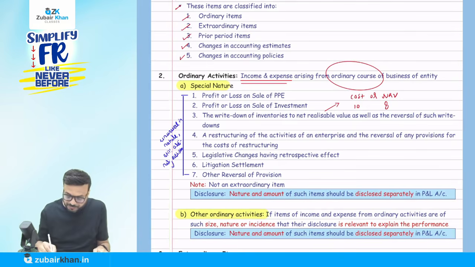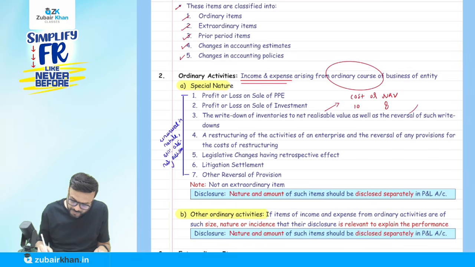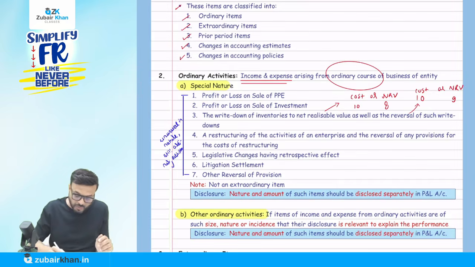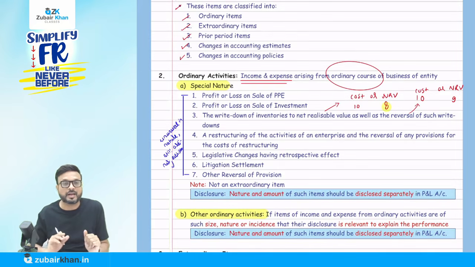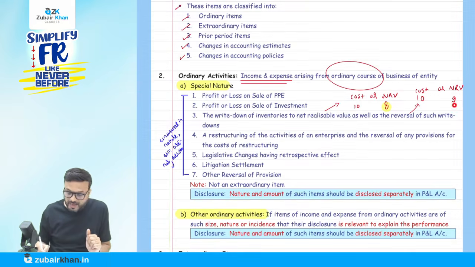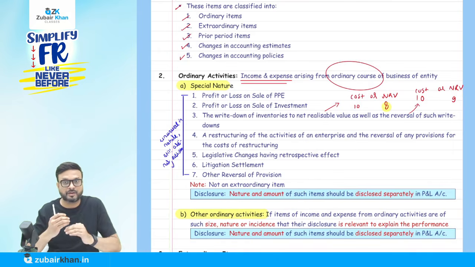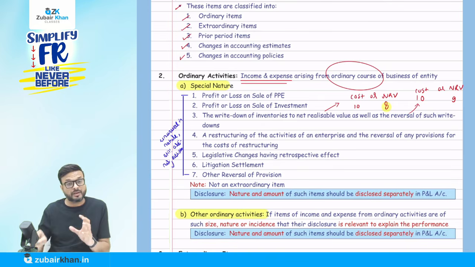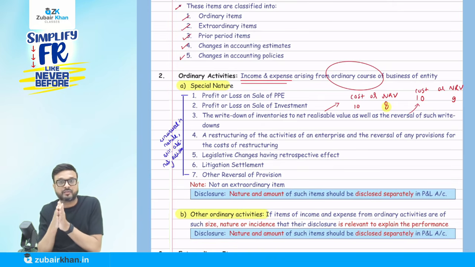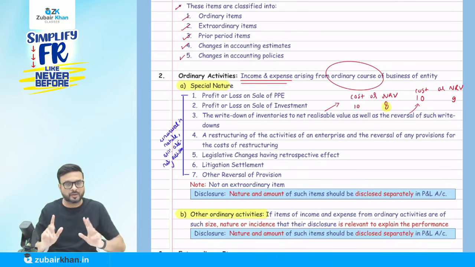Now what is reversal? Suppose cost is again 10, and NRV is now 9. Previously we recorded at 8, as cost or NRV whichever is lower. Now when I compare cost and NRV, NRV is 9, so we are moving it from 8 to 9. That is reversal. So any write-down of inventory is also ordinary activity but of special nature.